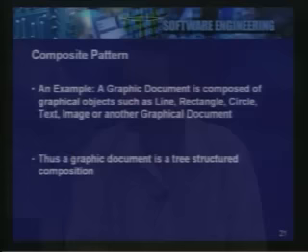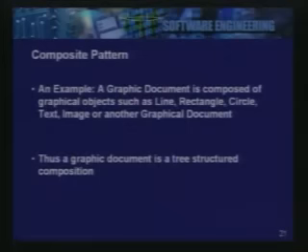Now we'll go for another structural pattern called composite pattern. Now this is an example. A graphic document is composed of graphical objects such as lines, rectangles, circles, text, images, or other graphical documents. Say a picture in a picture, and a picture can also have shapes inside it. A picture can be composed of lines, squares, rectangles, and so on, or a picture can also contain pictures. Now those pictures can also contain pictures and so on.